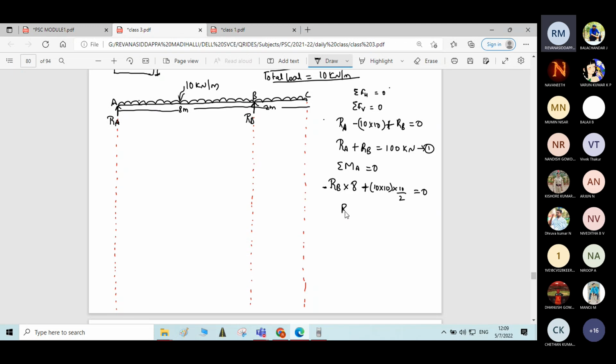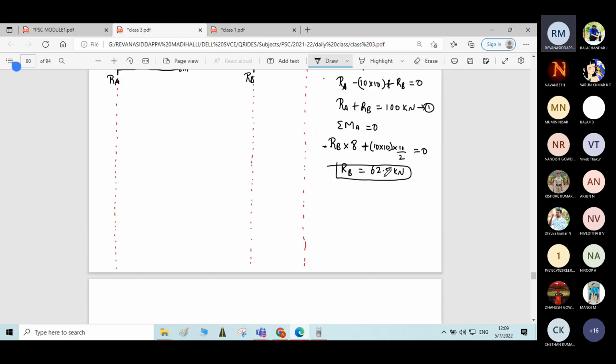By this you will get the value of RB. If we calculate, you will get it as 62.5 kilonewton. Please check the answer. Now, if you get the value of RB, you can calculate the RA, substituting in this equation 1. Therefore, equation 1 becomes RA plus 62.5 is equal to 100. Therefore, RA is equal to 100 minus 62.5. How much? 37.5 kilonewton.